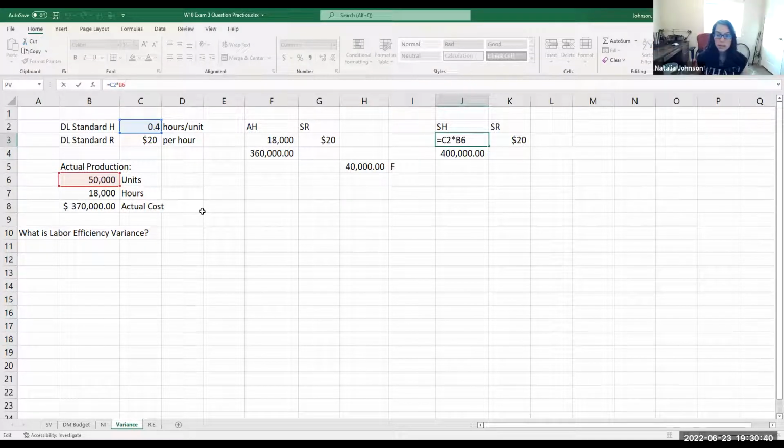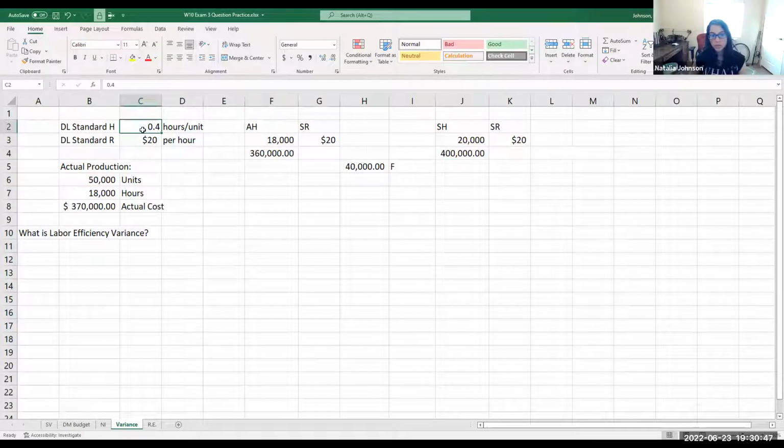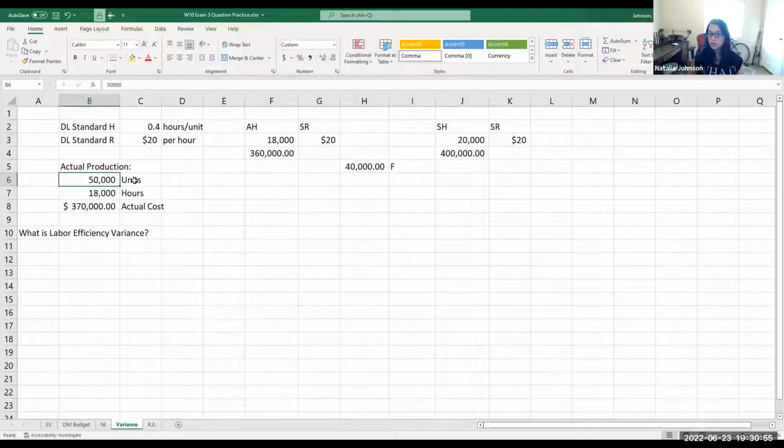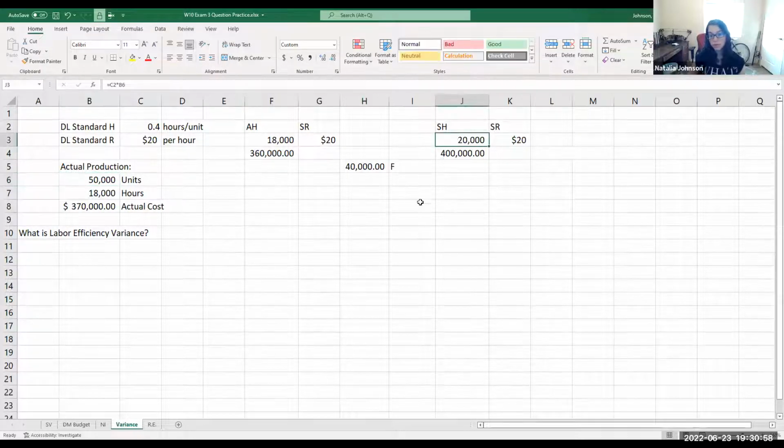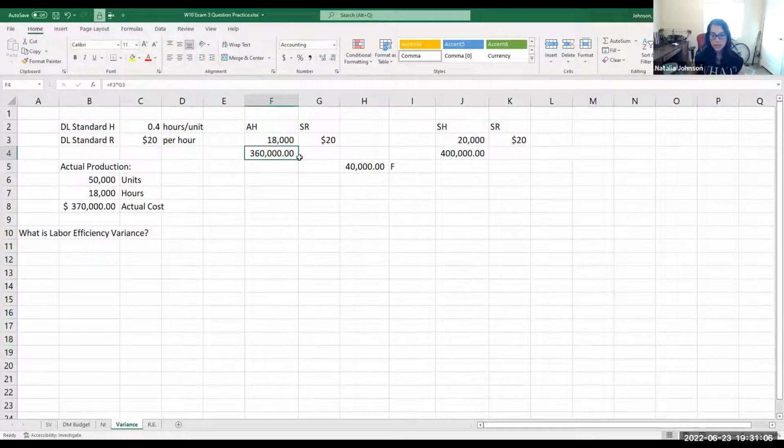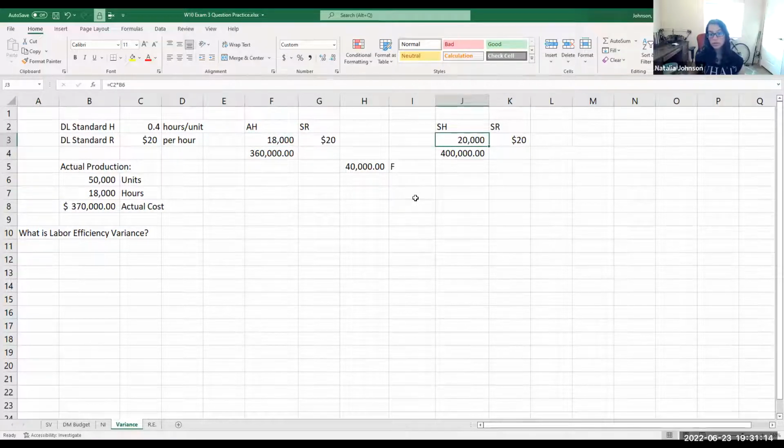So the thing is that with standard hours or standard quantity, they usually will give you only the standard hours or quantity per unit, but we need to find the total hours or quantity for the total actual units. So that's why we have to multiply it. And then it's favorable because the actual is less than the standard. We can also see in the hours that they spent 18,000 hours when the standard was 20,000. So it was favorable. Good job.